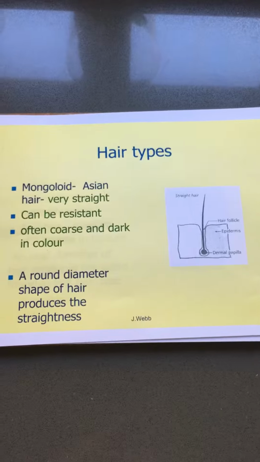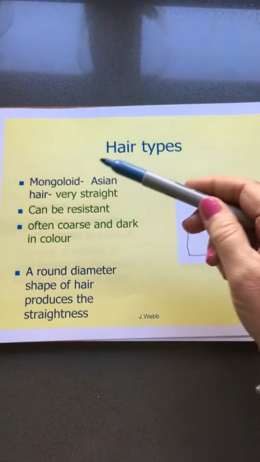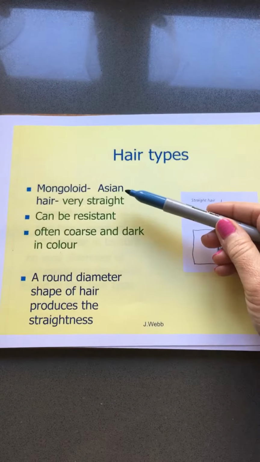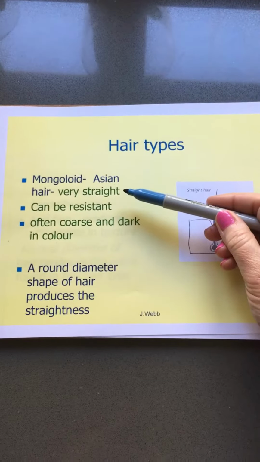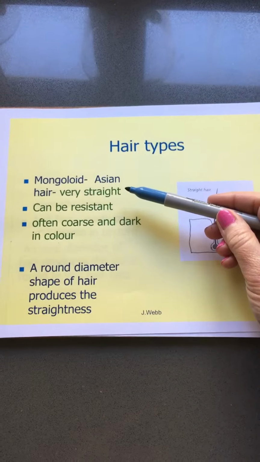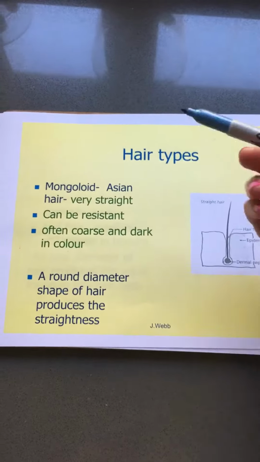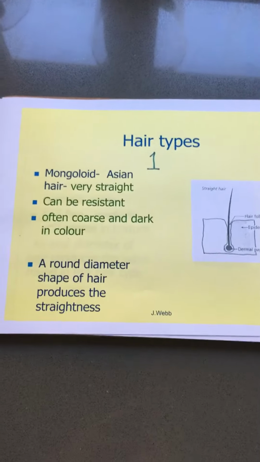So looking at one of our first hair types, our Mongoloid, which is a really unusual name, but for us we probably would mostly say Asian hair. This technically is very straight. Now, can you remember what classification number that would be? So for us, that's classification number 1.